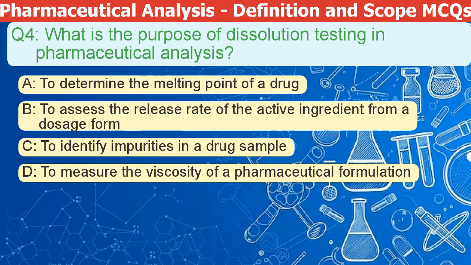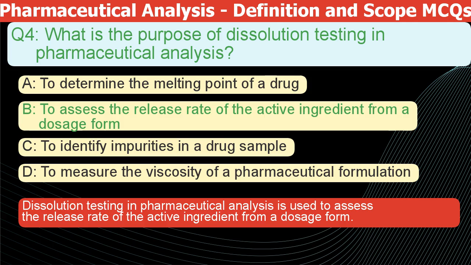What is the purpose of dissolution testing in pharmaceutical analysis? A. To determine the melting point of a drug. B. To assess the release rate of the active ingredient from a dosage form. C. To identify impurities in a drug sample. D. To measure the viscosity of a pharmaceutical formulation.